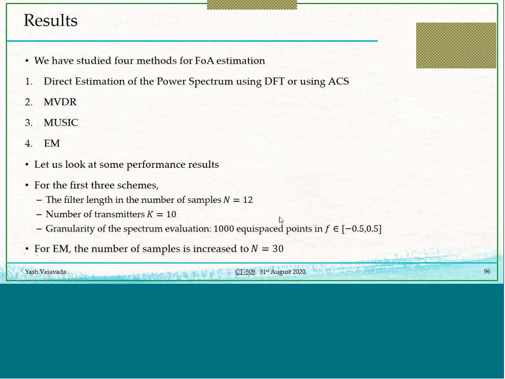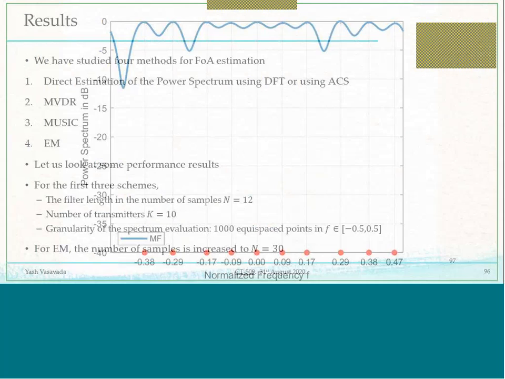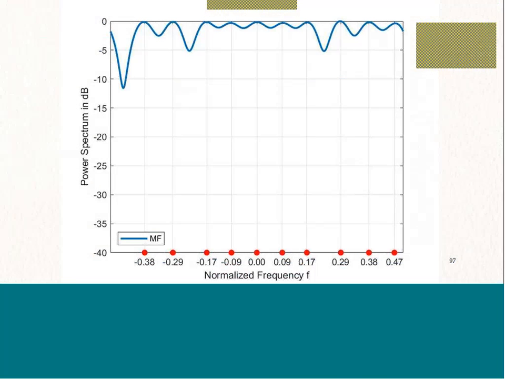Okay, so let us see the results. This is my regular power spectral density that I formed using the DFT technique. These red circles here are the locations at which these 10 transmitters are transmitting. So these are the frequencies of arrival, which we are trying to estimate. And this is showing the matched filter output. The matched filter is the original DFT scheme.